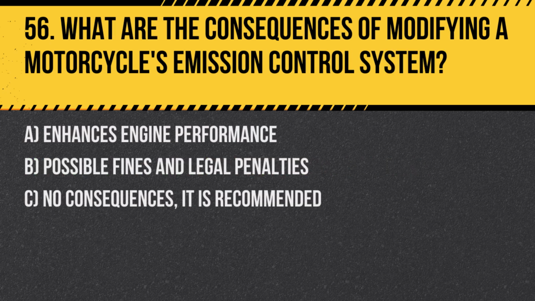Question 56. What are the consequences of modifying a motorcycle's emission control system? A. Enhances engine performance. B. Possible fines and legal penalties. C. No consequences. It is recommended. Answer: B. Possible fines and legal penalties. Modifying emission controls can violate environmental regulations and lead to penalties.